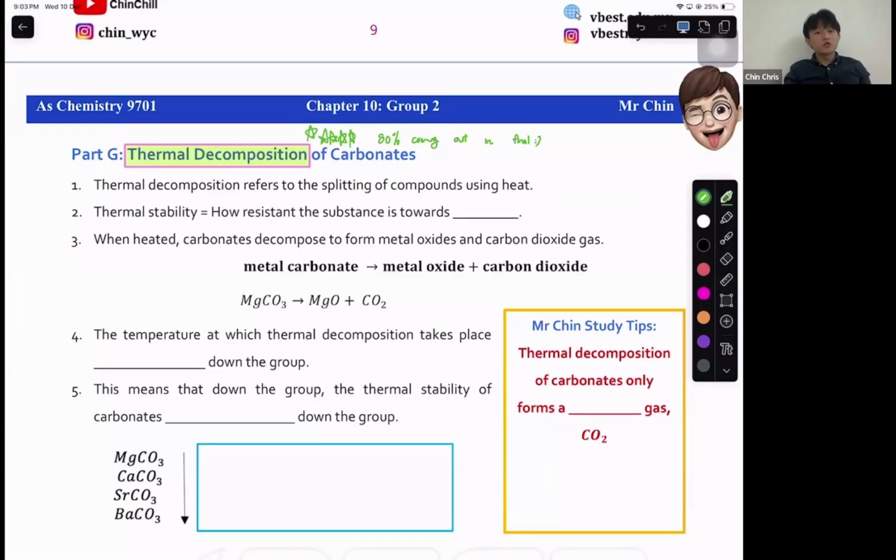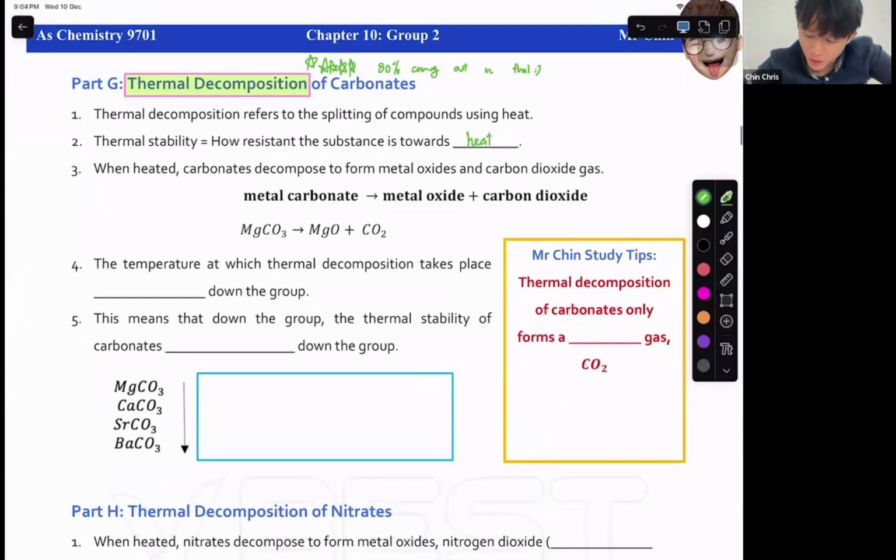Thermal decomposition refers to a reaction of breaking down a compound using heat. So thermal stability is how resistant the substance is towards heat. So when heated, always remember carbonate decomposes to form metal oxide and carbon dioxide.